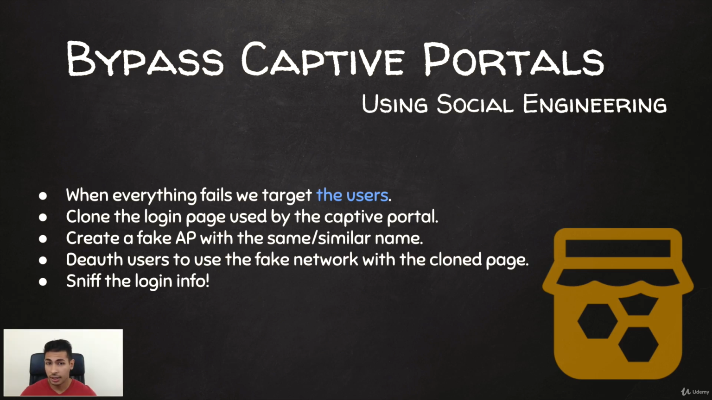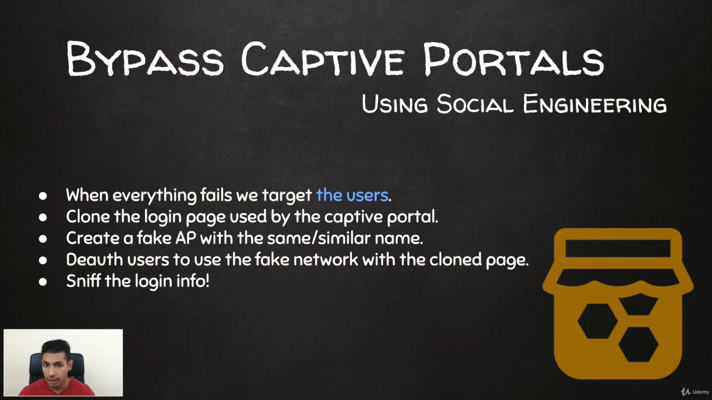So the idea that I'm going to talk about can be used to gain access to captive portals, but it can also be used to gain access to all types of other networks, like networks that use WEP, WPA, or WPA2. So the idea is very simple. First of all, we're going to clone the login page that people are used to using with the normal captive portal, with the normal network that they use.